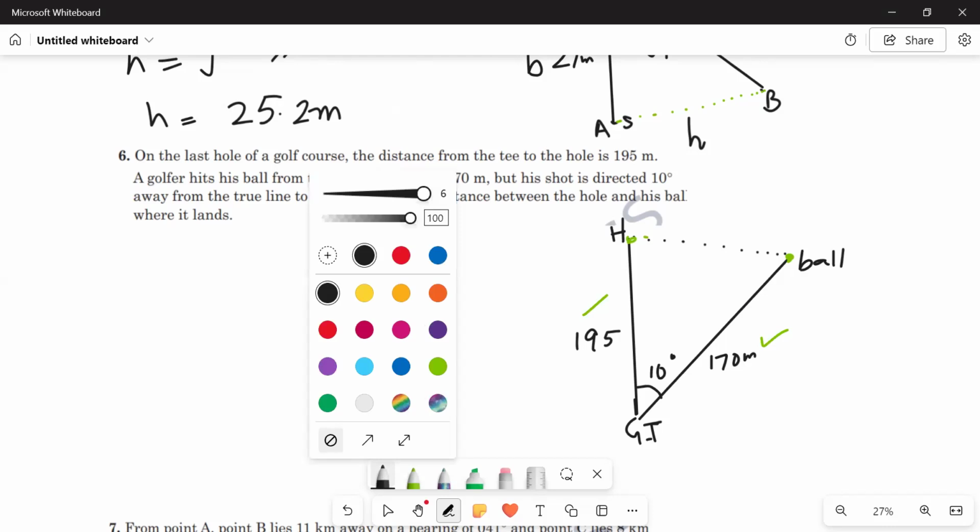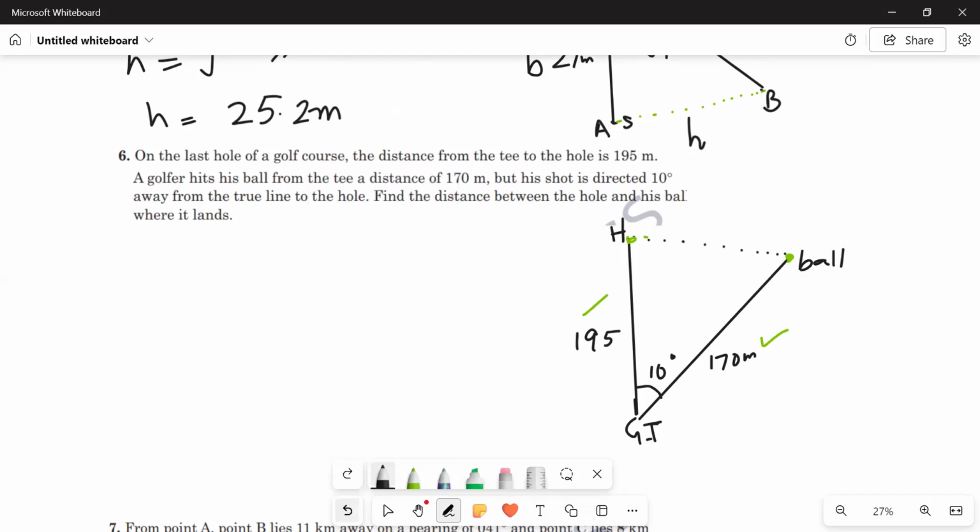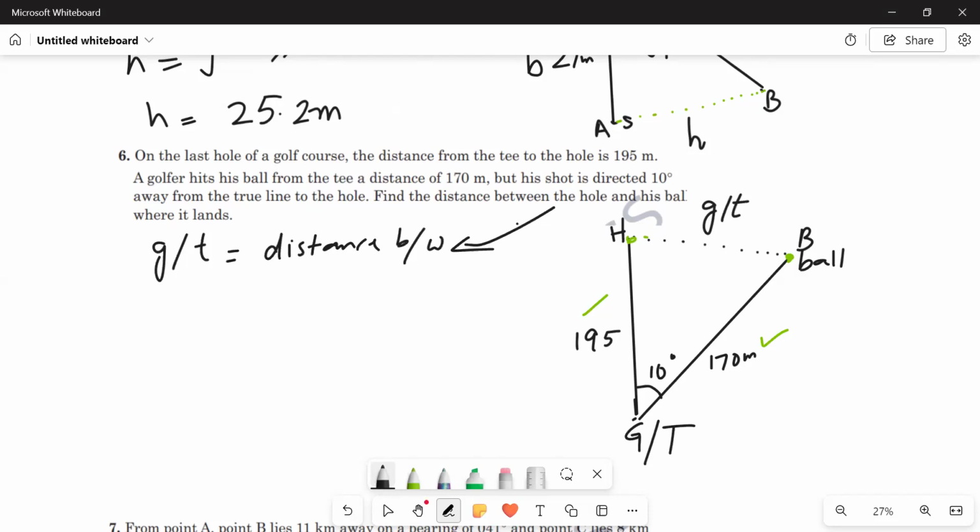So this is a small t, and I am going to take h and b, that is the distance between. So what do I have to take, g or t, we can take anything, golfer or t. So this distance g or t is the distance between the hole and his ball where it lands. Okay, this one.